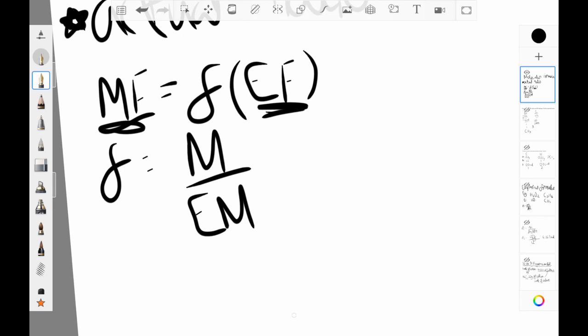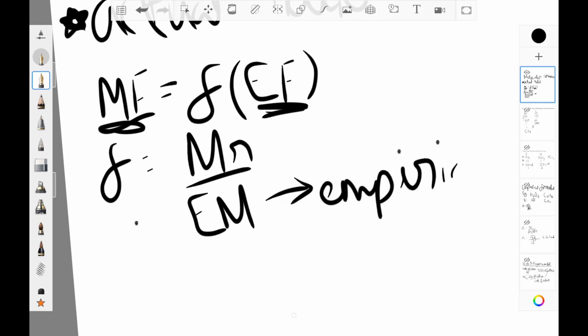Now to find this factor, you basically take the MR of whatever compound you have and divide it by the empirical mass. EM stands for empirical mass. Let's just write that down. Empirical mass, which is just the mass of that substance if you were to use the empirical formula. The best way to explain this is using an example.